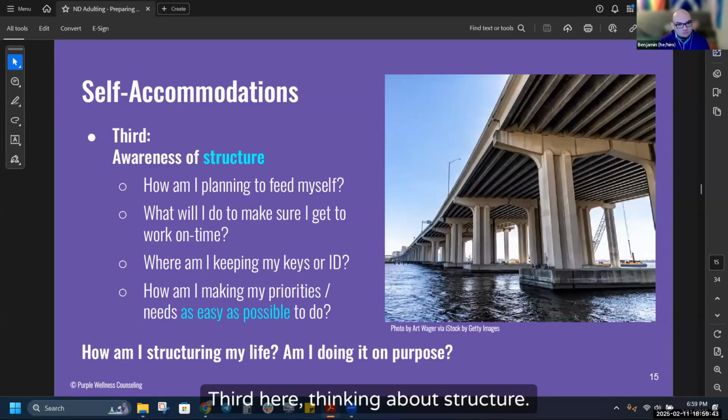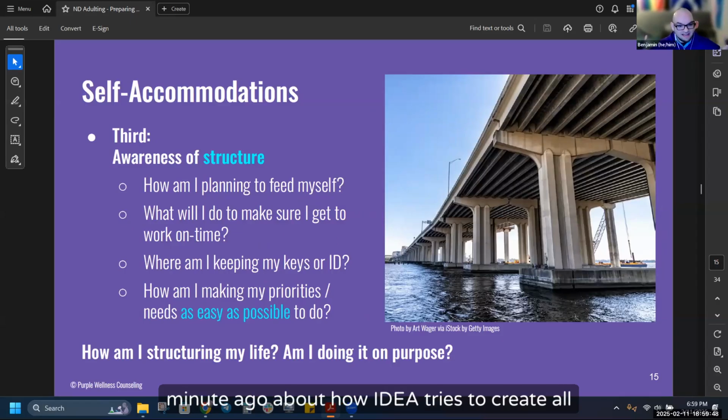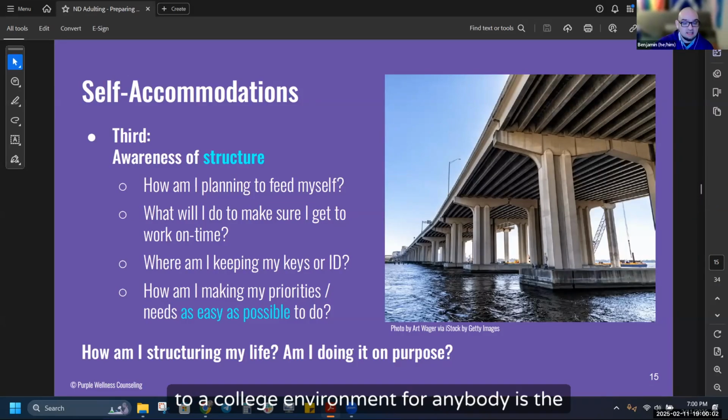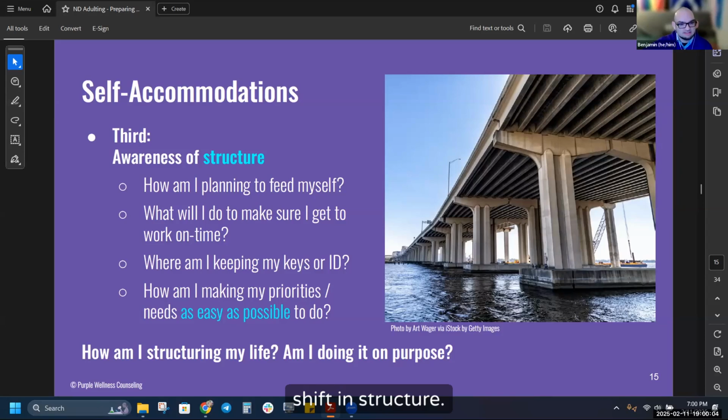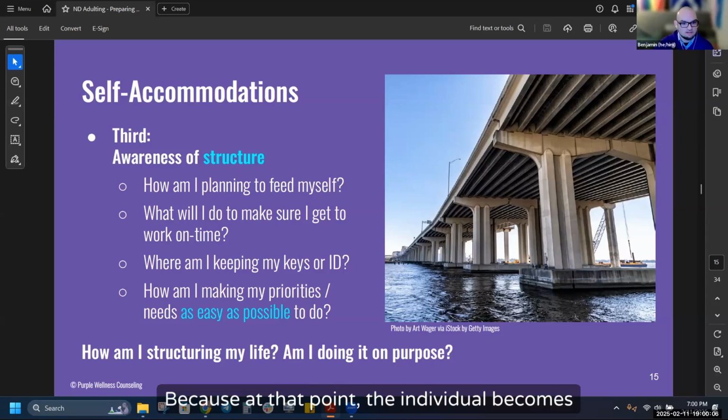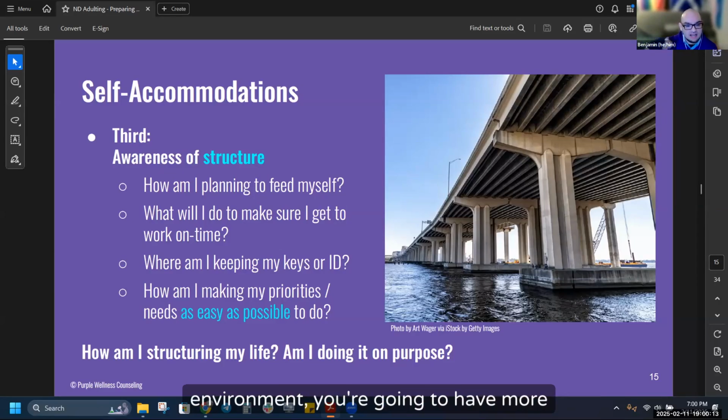Third here, thinking about structure. Some of the things that, again, we talked a minute ago about how IDEA tries to create all of this structure and how parents and adults in a young person's life often create all of this structure to support somebody's success. And one of the biggest things that we don't talk about enough in the transition from K-12 to a college environment for anybody is the shift in structure. Because at that point, the individual becomes a lot more responsible for their own structure, right? And whether you're going on to college, going on to trade school, going into the work environment, you're going to have more responsibility for your structure.